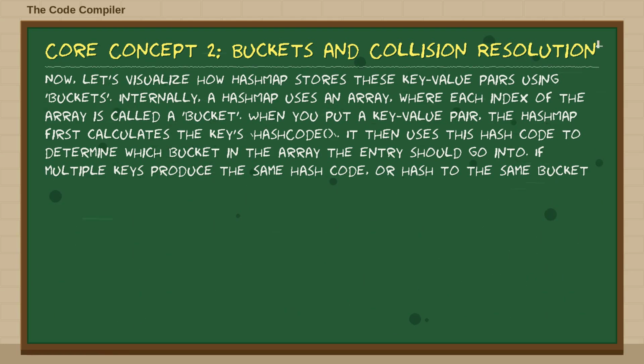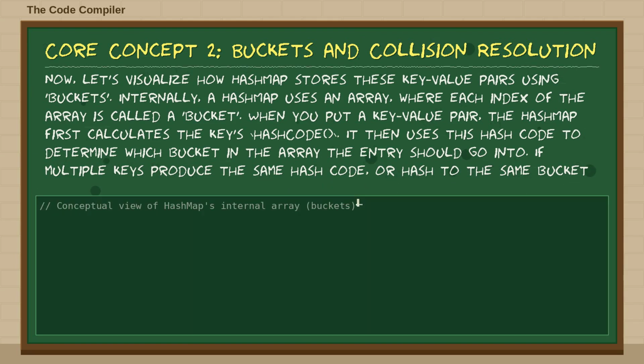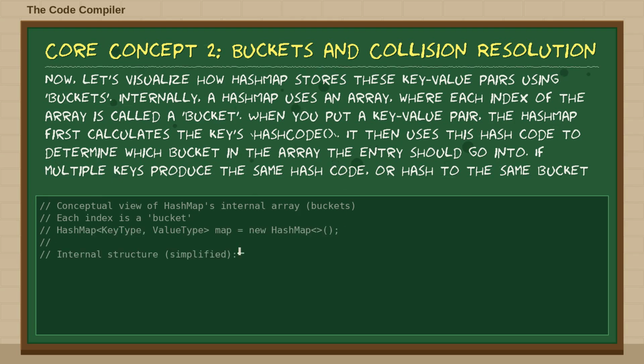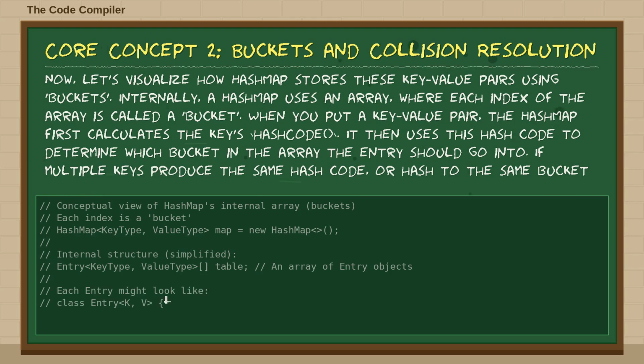To handle collisions, each bucket doesn't just hold one entry, it typically holds a linked list of entries. From Java 8 onwards, if a linked list in a bucket becomes too long, it can even be converted into a balanced tree structure, like a red-black tree, to maintain performance. This ensures that even with collisions, retrieval remains efficient.